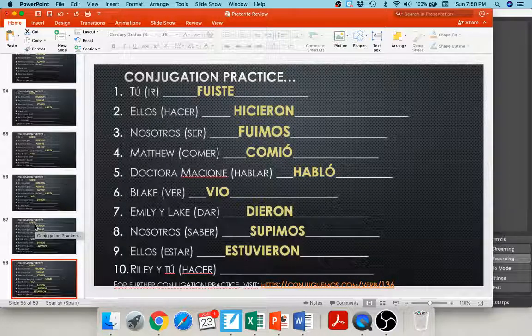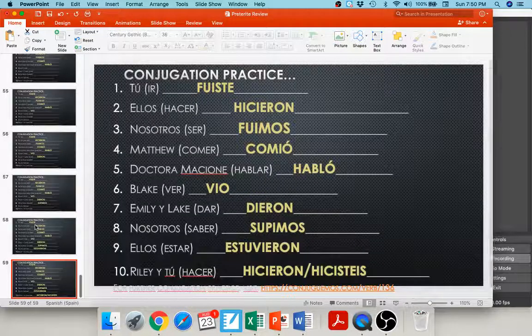Finally, our last one here, number 10, says Riley y tú. So to say that you all have, or you all do, or you all make, you could use either the ustedes or the vosotros form here, depending on your preference, but you would end up with either hicieron or hicisteis.